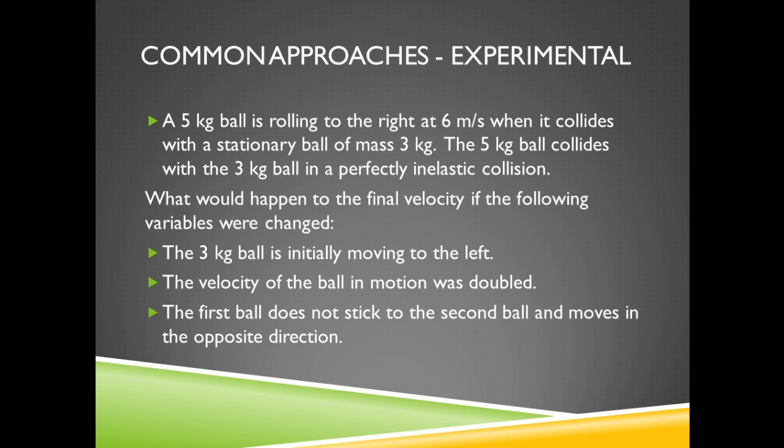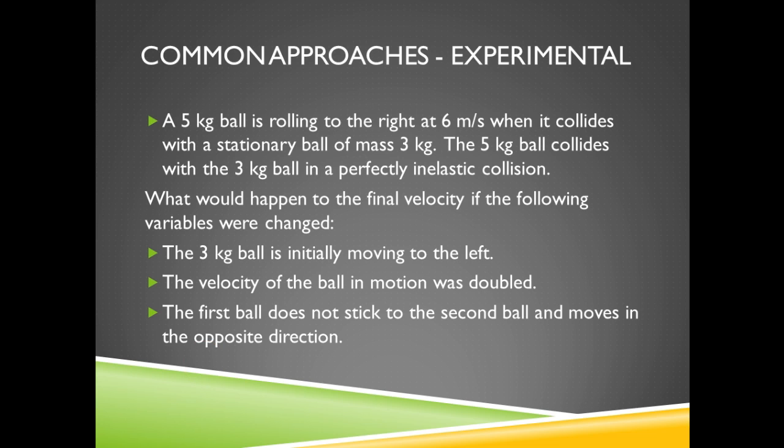If the 3 kilogram ball is initially moving to the left, then it's going to have a negative momentum. So the initial momentum of the system is going to be less than it is in the original problem. So the final velocity is going to be less, because the final momentum is going to have to decrease.